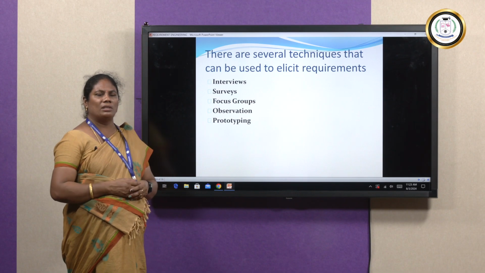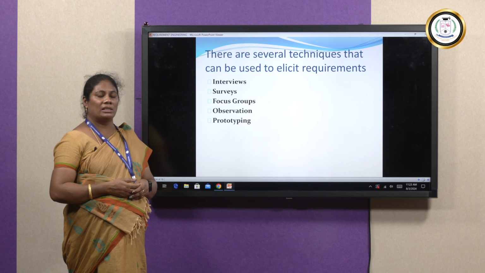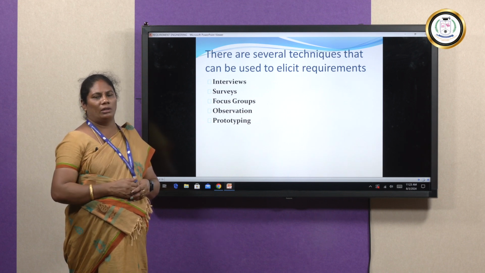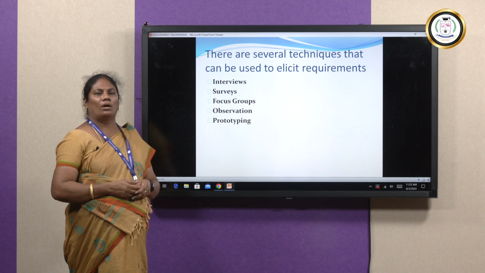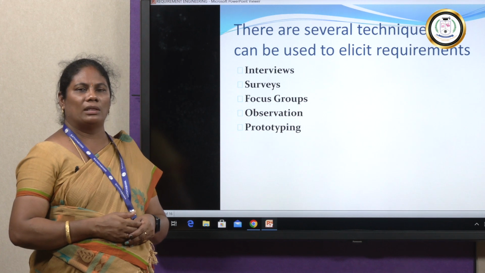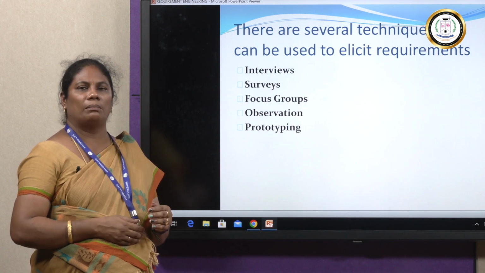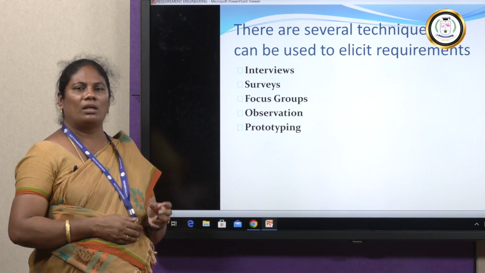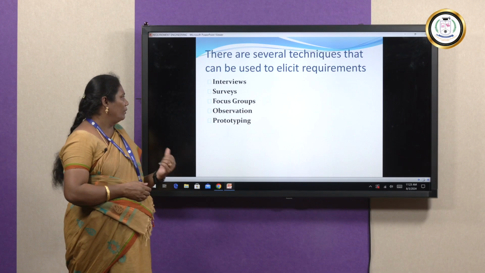Generally, in elicitation analysis, interviews mean general interviews, formal or informal meetings, or meetings conducted through phone calls. The stakeholders always ask how the project is going and what level of the project is completed. These are all conducted only through interviews.